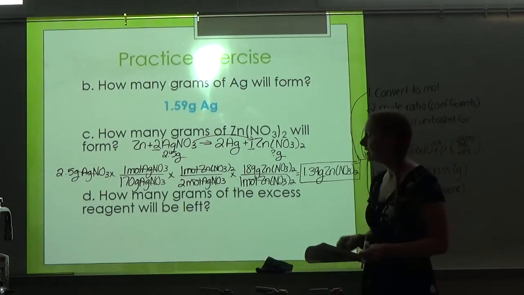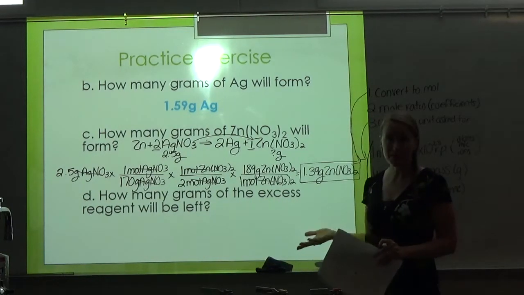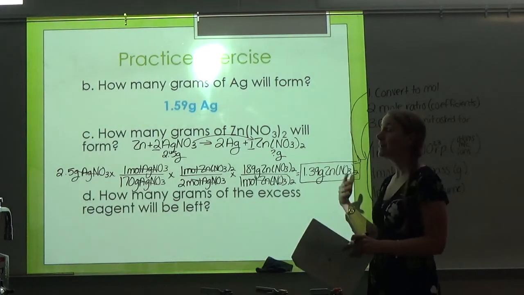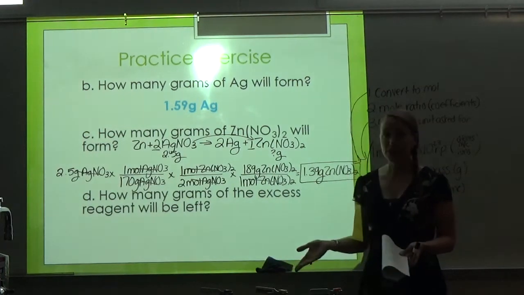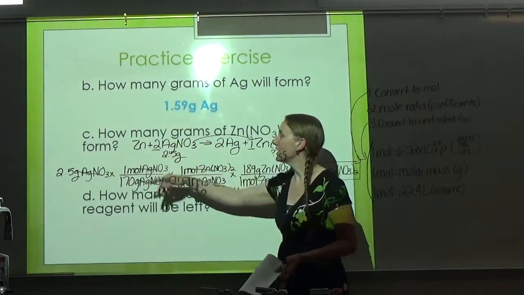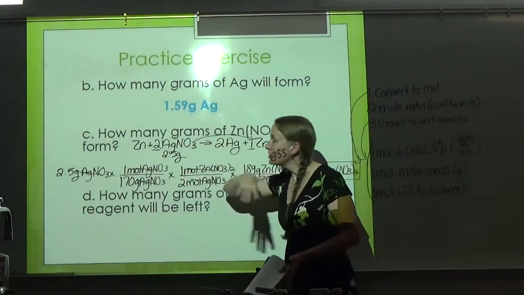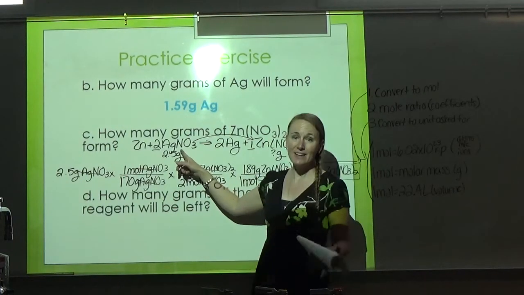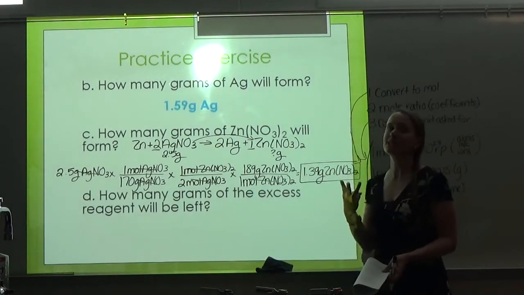Just like that. All right, so last one, it says how many grams of the excess reagent will be left? So remember, we decided that silver nitrate was the limiting, and so that means zinc was the excess. So again, you could start with so many different things. You could say, I know I'm going to make this much silver, so let me figure out how much zinc I needed. Or you could say, I know I'm going to make this much zinc nitrate. Let me see how much zinc I needed. Or you could say, I know I started with 2.5 grams of silver nitrate, and that's going to be fully used up. Let me see how much zinc it's going to take. So there's 3 different ways you could tackle this part.